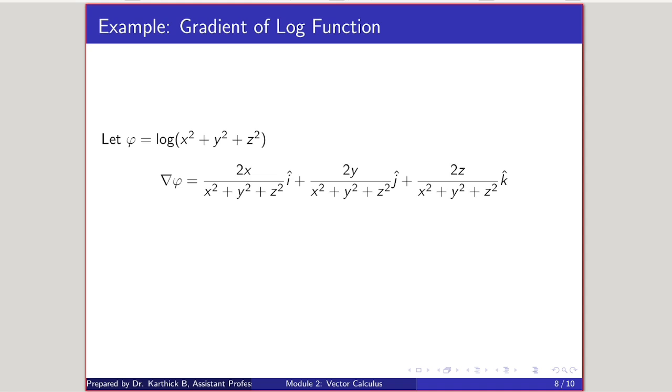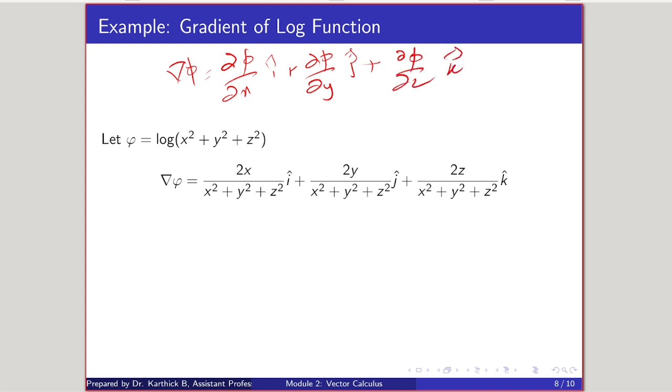Gradient of the log function. Simply, we know that gradient φ will be ∂φ/∂x i cap plus ∂φ/∂y j cap plus ∂φ/∂z k cap. So first we have to find this. We have to differentiate φ with respect to x. If I differentiate this with respect to x, it will be a function of a function, so we may use the chain rule.